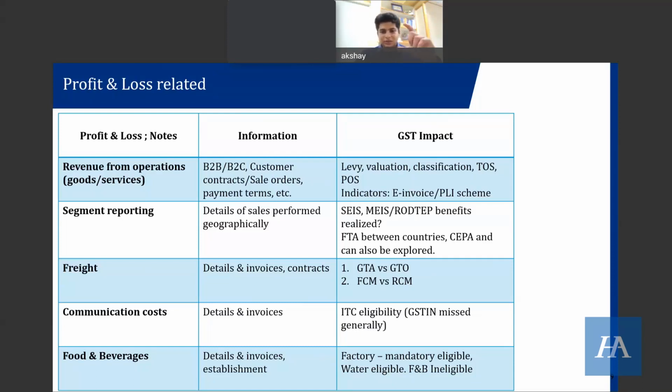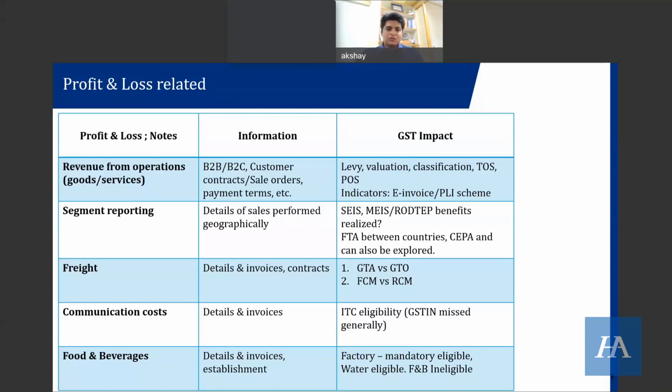If you see, the revenue from operations is just 4 to 5 line items at most, but with just that much, you'll be able to get a lot of information with respect to indirect taxes. Now, this is only an indicator. You need to obtain additional information and verify these details, but this is what it indicates.